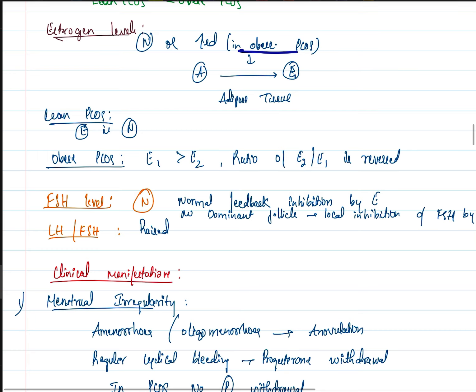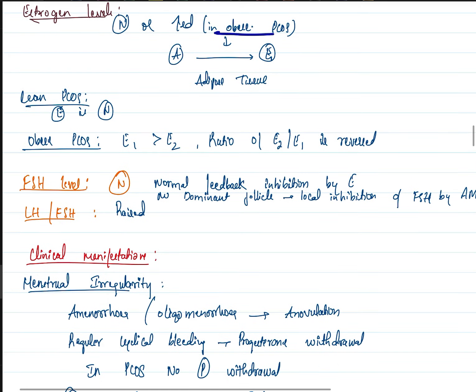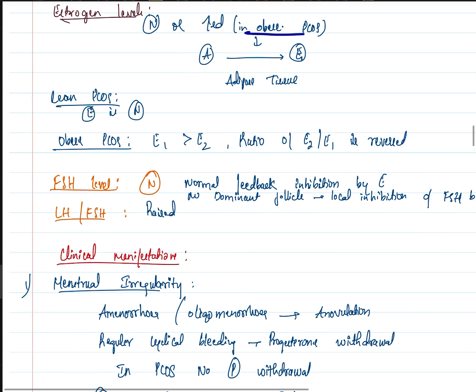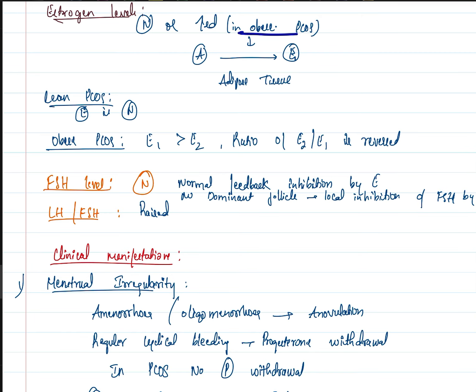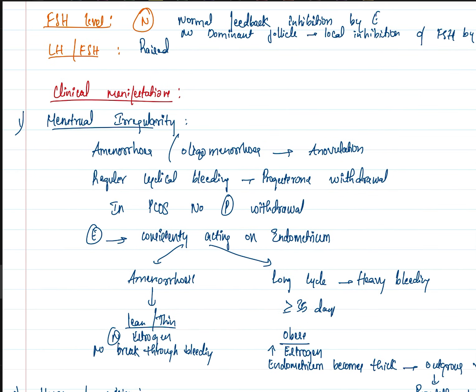So which estrogen is produced in the adipose tissue? E1. That is why in obese PCOS, E1 will be more than E2. The ratio of E2 to E1 will be reversed. And FSH level will be normal. There is a normal feedback inhibition by estrogen. There is no dominant follicle, local inhibition of FSH by AMH. Now LH is raised, FSH is normal, the ratio will be raised. Okay, so this is about the pathogenesis of PCOS.